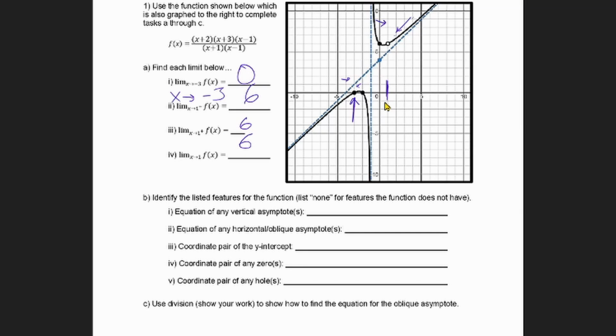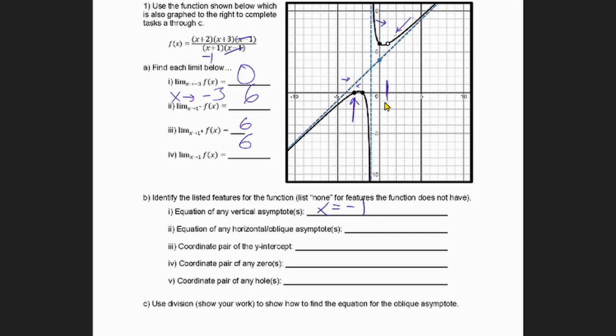So next we're asked to identify the features of the function. This first one says the equation of any vertical asymptote. So remember, a vertical asymptote is anywhere where the graph can't exist, and that's anywhere that we're dividing by 0. If you look at this function, we can actually get rid of x minus 1 because it's in both the numerator and the denominator. So the denominator would equal 0 when x equals -1. So that would be a vertical asymptote. So we can write here the equation is x equals -1.